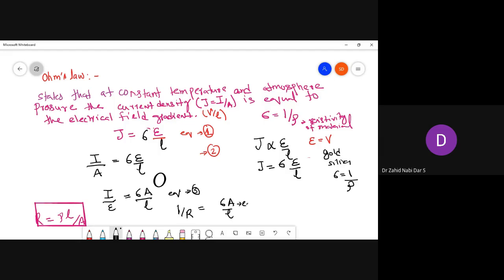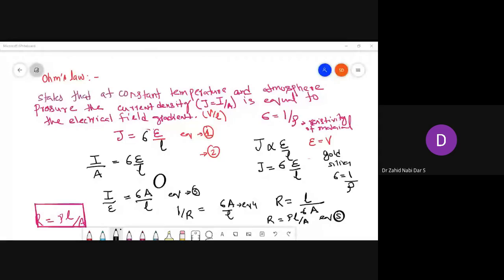This is my equation 4, and I have already told you sigma is 1 by rho. So I can write R is equal to L by sigma A, where sigma is 1 by rho. So 1 by rho will go up, and R is equal to rho L by A. My equation 5. Any doubts you are having? Now you understood? Yes, sir. Okay, nice.